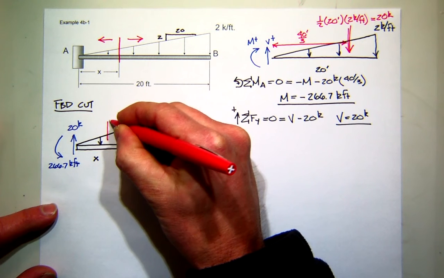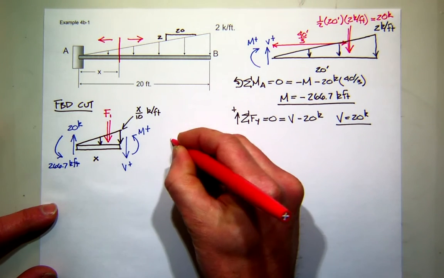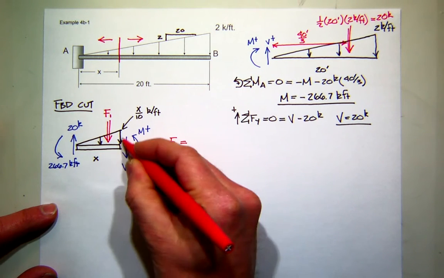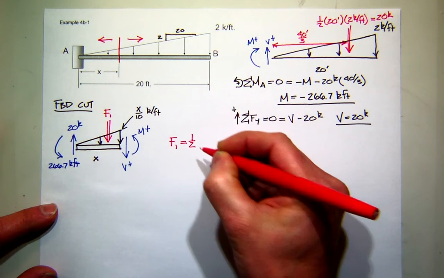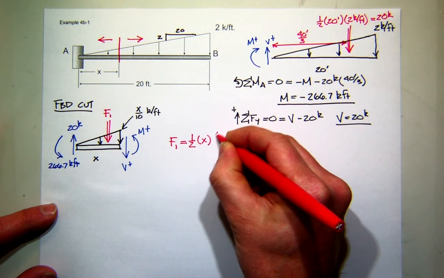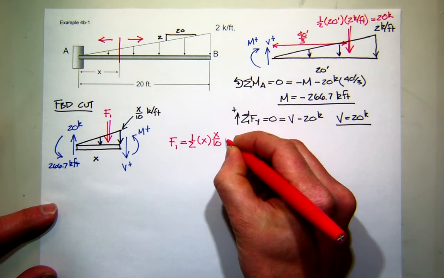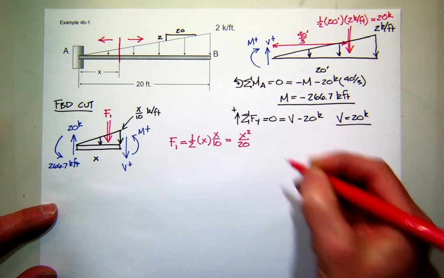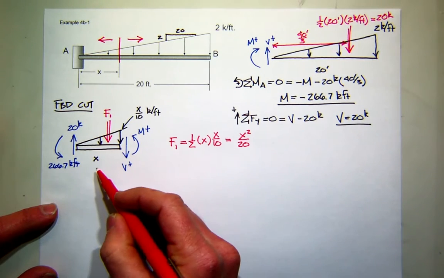So now, the concentrated equivalent force, I'll just call it F1. Let's go over here and compute what F1 is. It's a triangle. So what is the area of a triangle? 1/2. What's the base? X. What's the height? X over 10. So now that force is what? X squared over 20. So now I know this force is a function of wherever I cut at x.